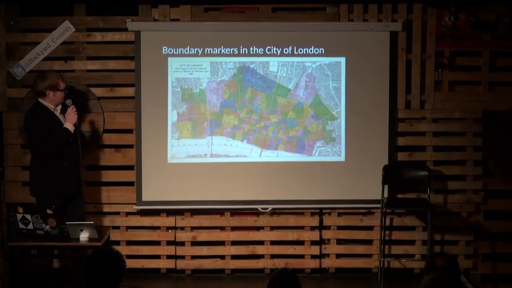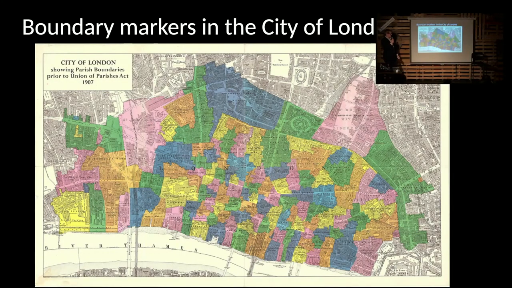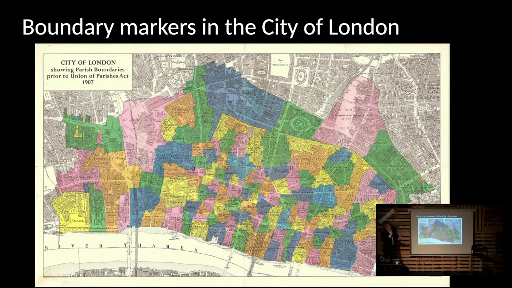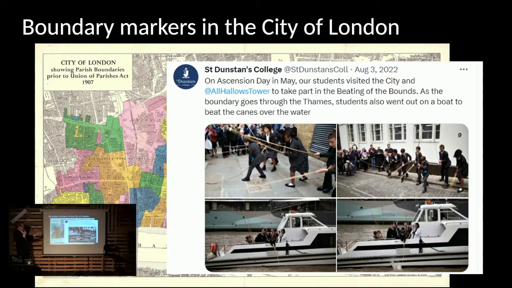We've got time, hopefully, for boundary markers in the City of London. There are a bit more parishes in the city, and they had a bit of a different function because in the City of London you have a different form of local government. The wards are a bit more important for local government, but you find a lot of markers there, mainly boundary plates.